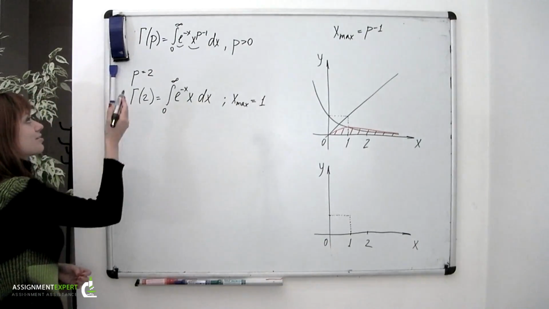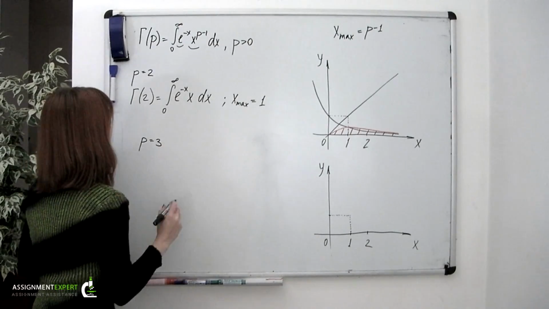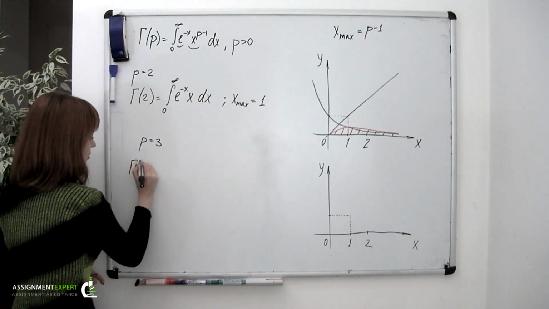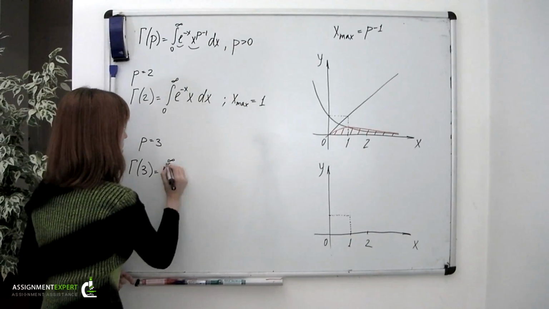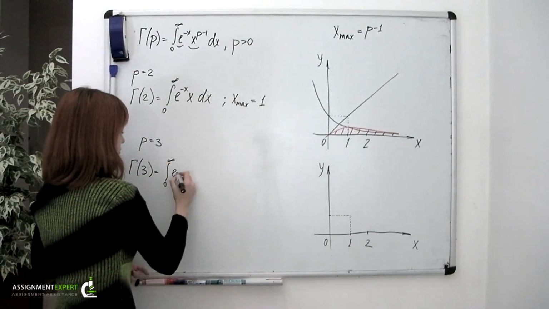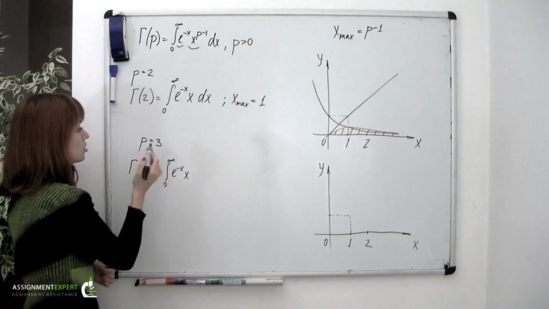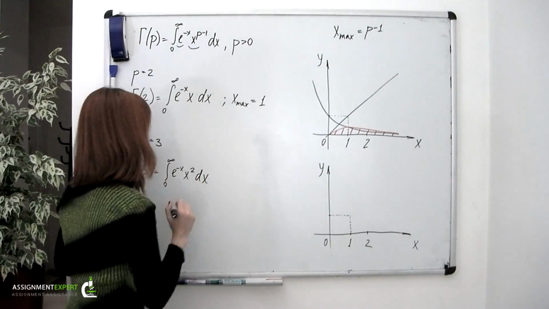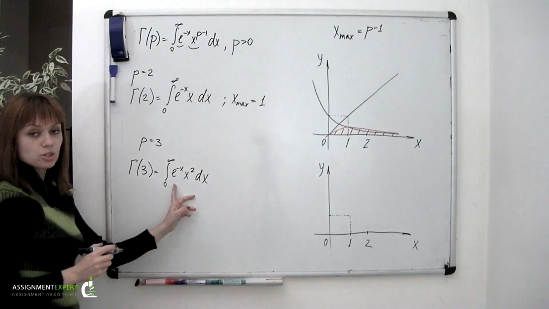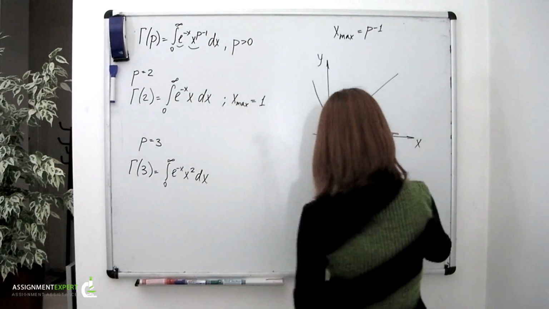Now let's pick another value for p. Say p equals 3. And so we'll have gamma of 3, which is equal to the integral from 0 to infinity of e to the negative x times x to the power of p minus 1, which is 3 minus 1, which is 2, dx. This time we'll have an exponential function multiplied by a quadratic function. Let's graph them.